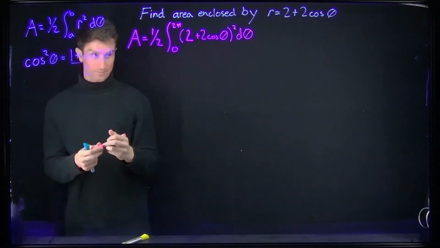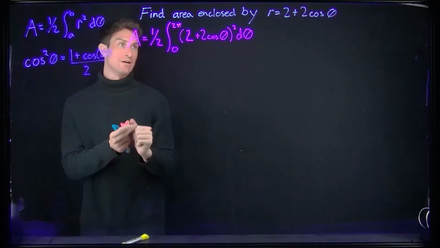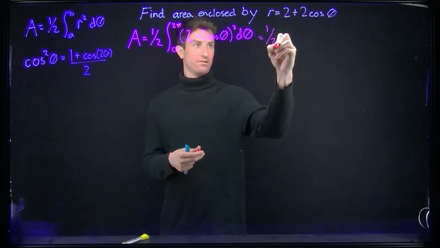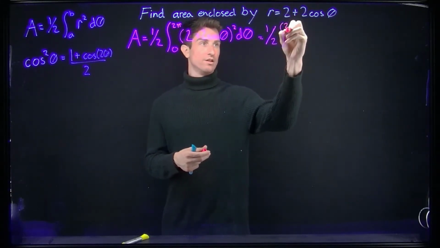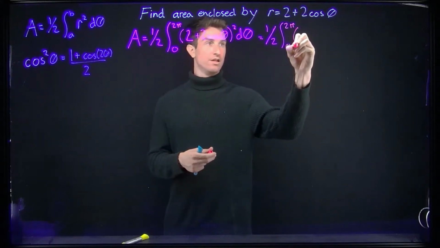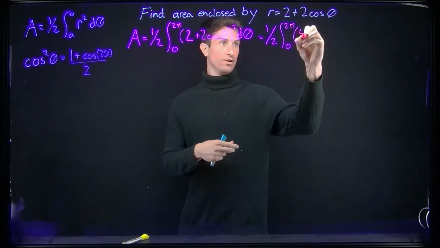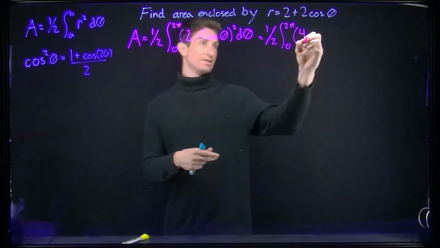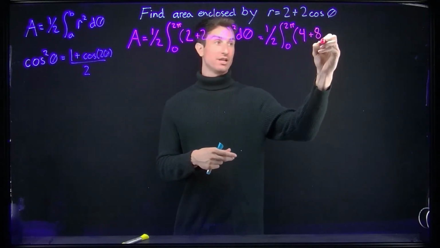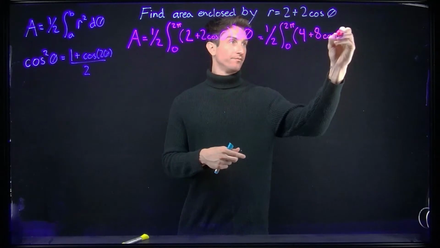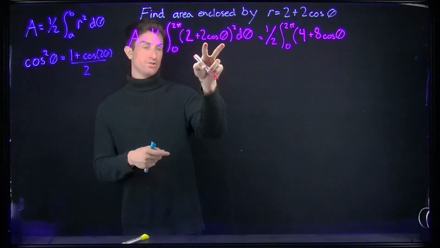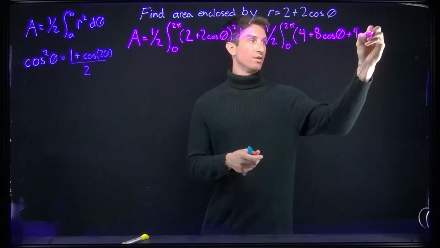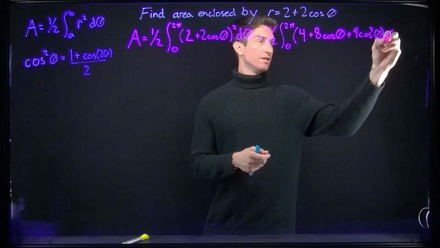Similar format to the previous problem. What are we going to do now? We have to do some algebra to expand all this. So this is equal to 1/2, integral from 0 to 2 pi, of 2 squared, 4, plus 2 times 2 times 2 cosine theta, which ends up being 8 cosine theta, plus 2 cosine theta squared, which is 4 cosine squared theta d theta.